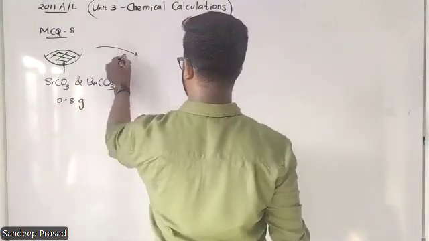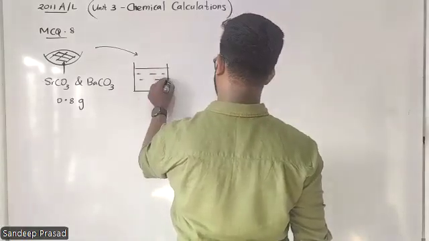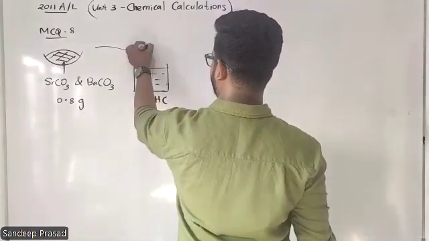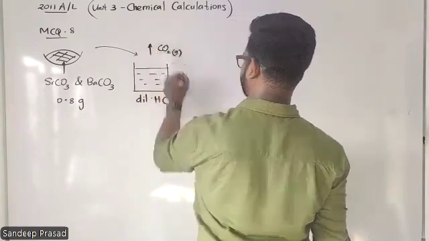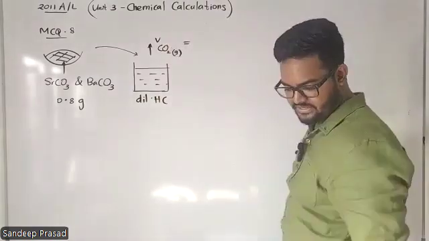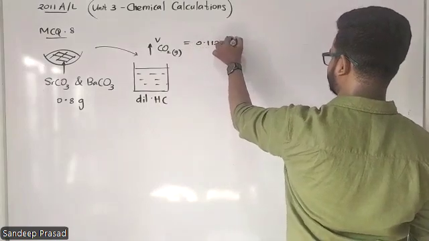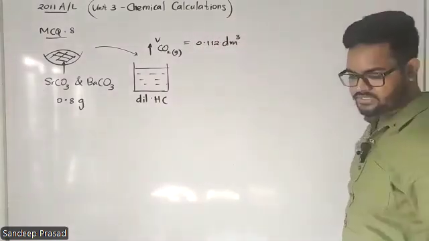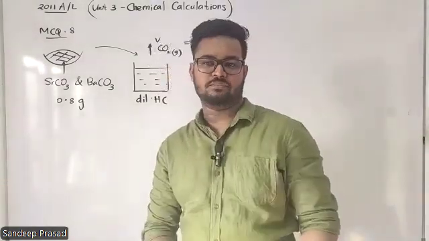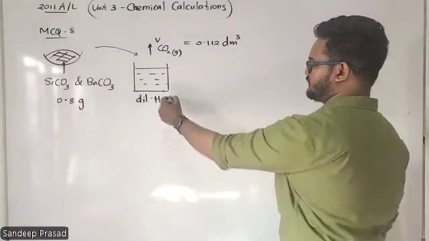So they have dissolved this in a diluted acid. Strontium carbonate and barium carbonate dissolved in diluted acid. For example, just imagine diluted HCl, right? Then carbon dioxide gas is liberated. So the volume of the carbon dioxide gas liberated is given as 0.112 cubic decimeter. They are asking what is the mass percentage of strontium carbonate in the sample, right?